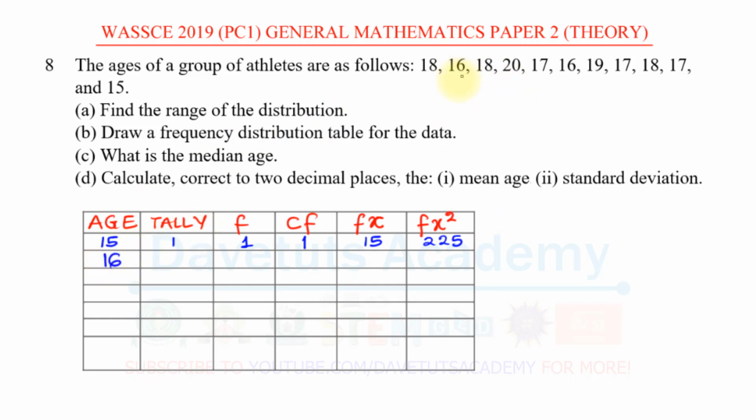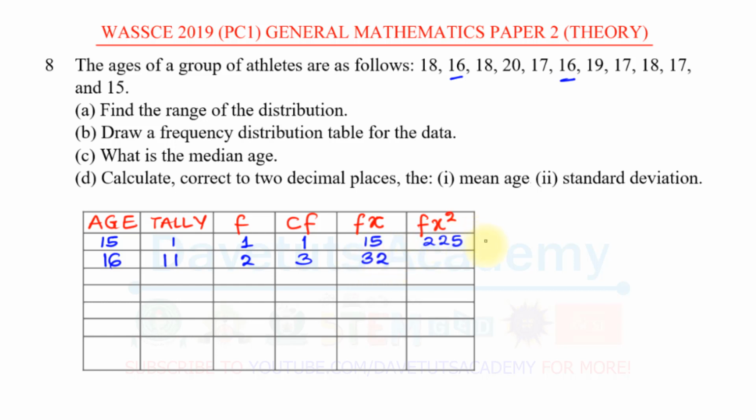So how many instances of 16? We have 1. So I put my tally 1. Another one. This is another 16. That makes 2. Okay. That means that the frequency is what? 2. Then the cumulative frequency will be 2 plus 1. You know, we have 1 initially, and then we have 2 in this case. That is 2 plus 1. That is 3. Then Fx, the product of the frequency and the data. The frequency in this case is 2, and the data is 16. 2 times 16, that is 32.